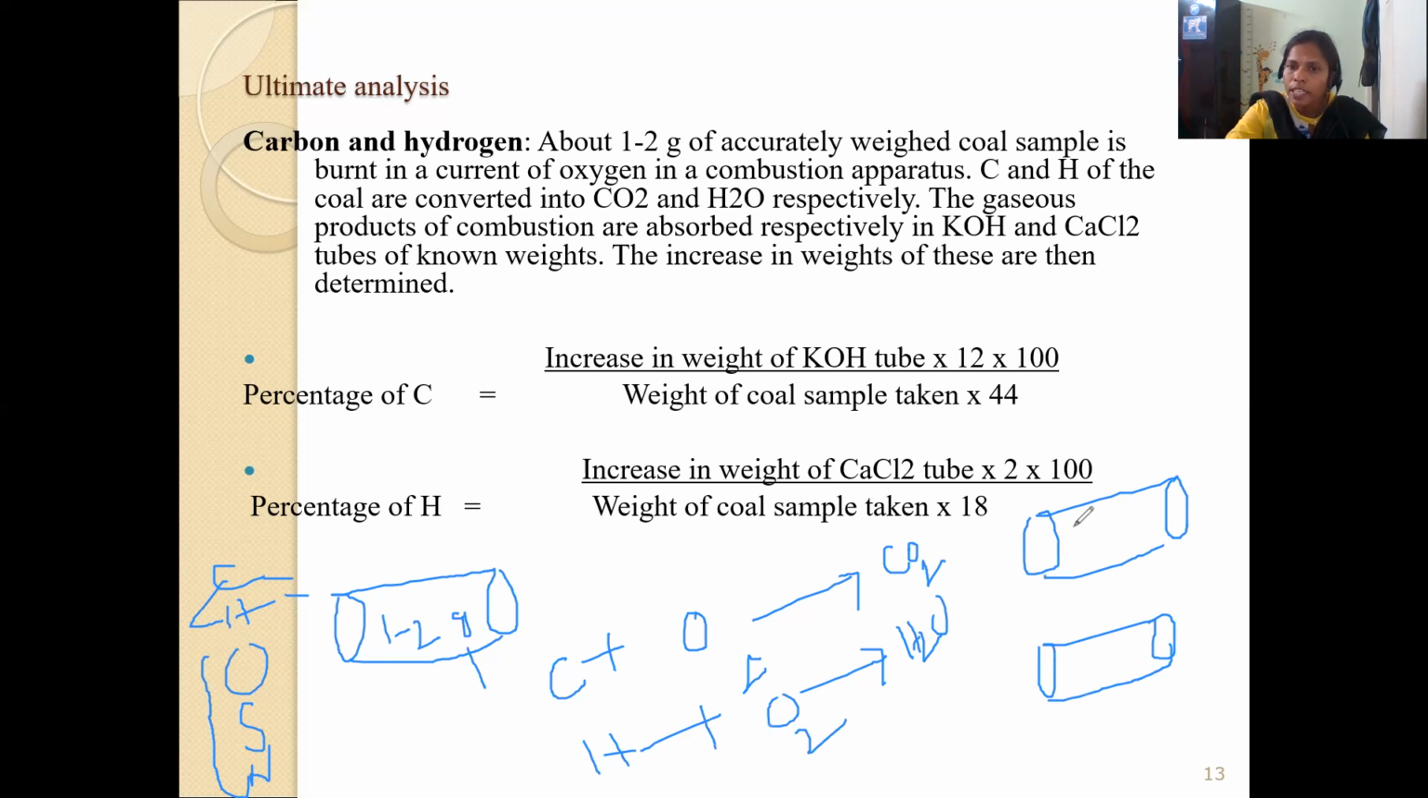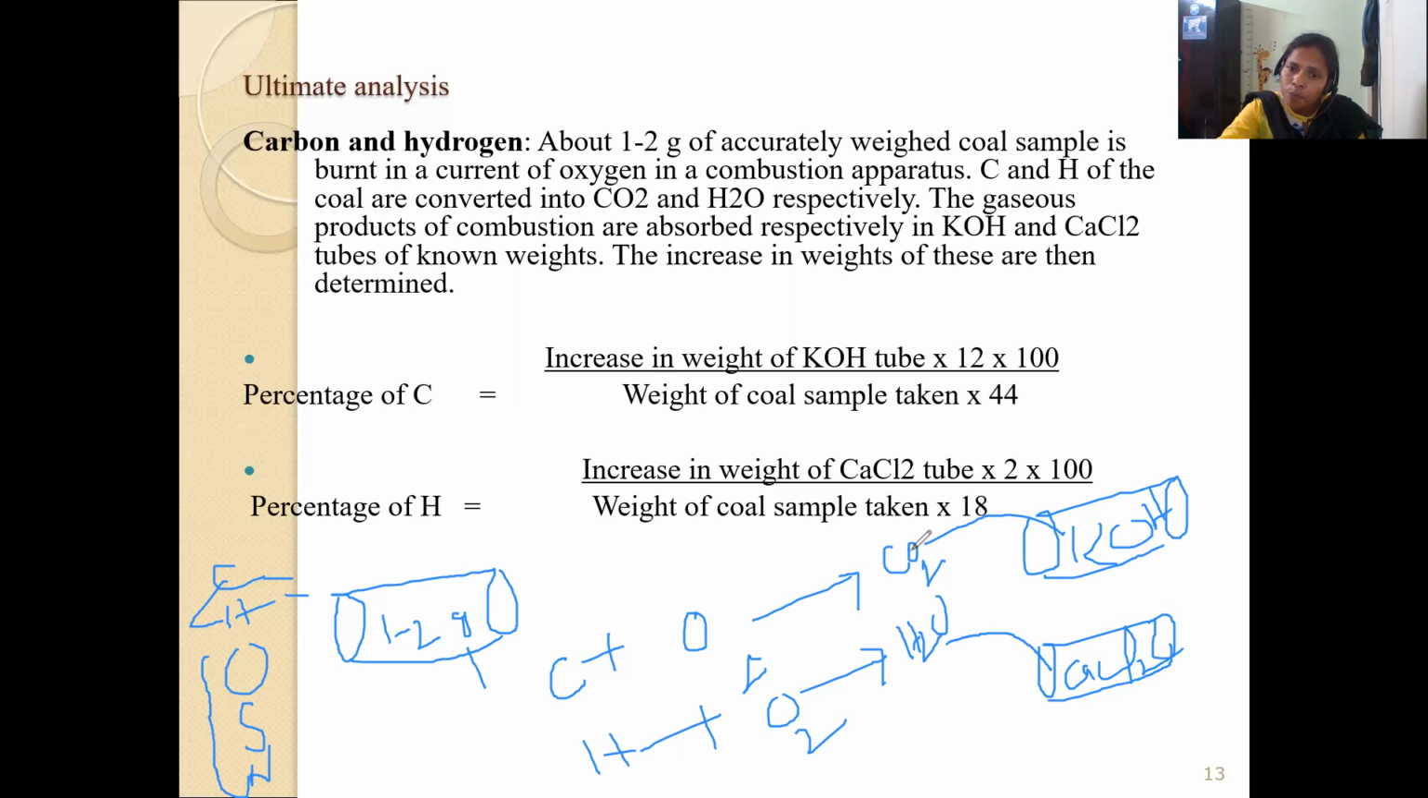The first tube is filled with potassium hydroxide, whereas the second tube is filled with calcium chloride. The nature of potassium hydroxide is that it absorbs carbon dioxide, whereas calcium chloride absorbs the water vapor. To absorb that, we are filling one tube with potassium hydroxide and another tube with calcium chloride. So potassium hydroxide absorbs the carbon dioxide, and calcium chloride absorbs the water molecules.